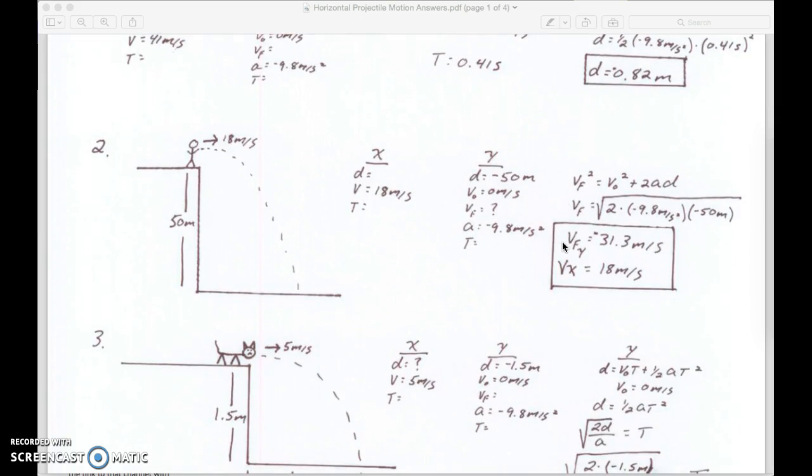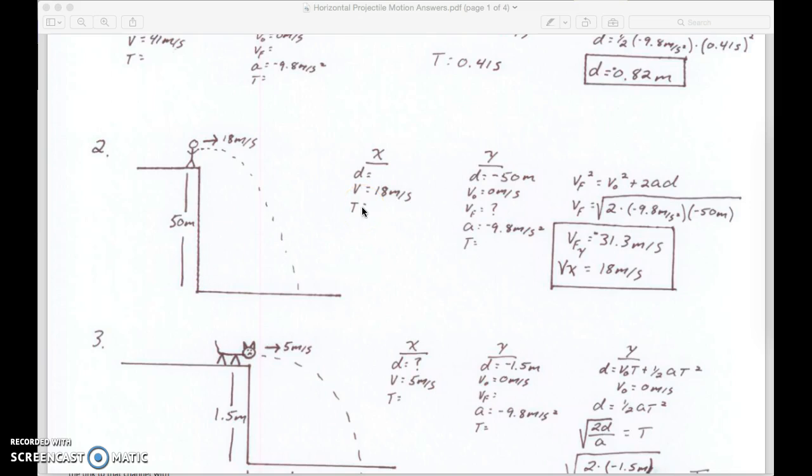Number 2. A student stands at the edge of a cliff and throws a stone horizontally over the ledge, so the velocity is going to be in the x direction. He throws that stone with a speed of 18 meters per second, so that's why we have the number here. That's why the number is in the velocity section of the x column. The cliff is 50 meters above the flat horizontal beach, so the 50 meters is right here. That's a vertical displacement.